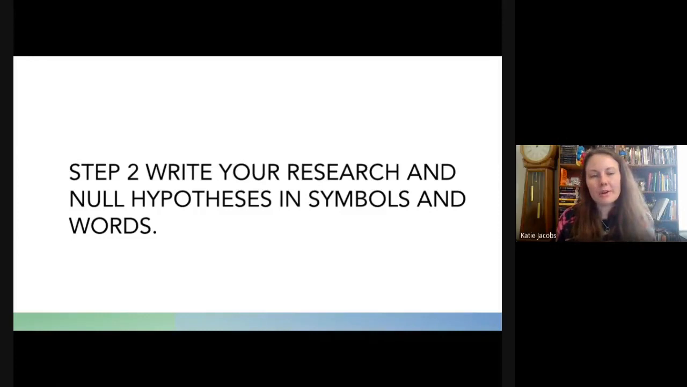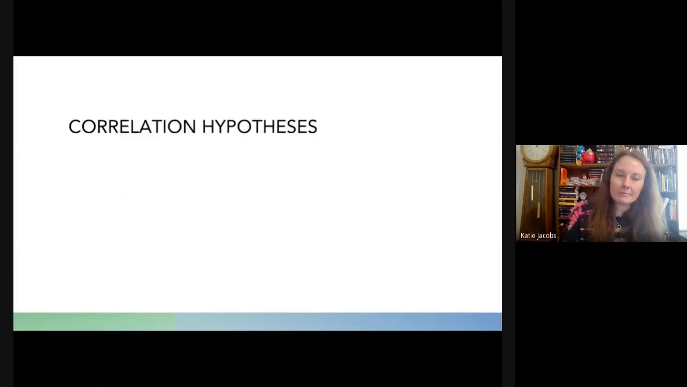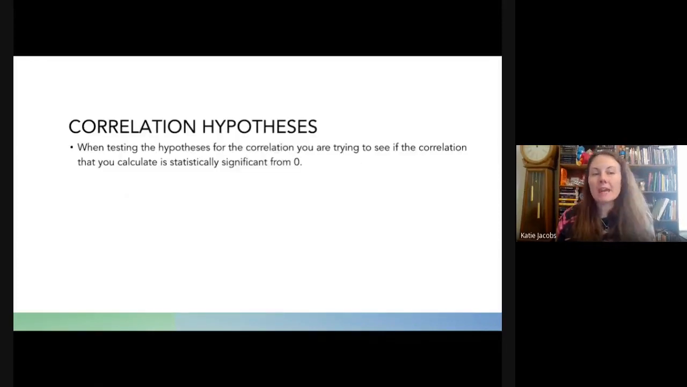All right, step 2, then we're going to write our research and null hypotheses in symbols and words. We're pros at this by now. We're just going to have a new symbol that you're going to put. So for correlation hypotheses, when testing the hypotheses for correlation, we're trying to see if the correlation that we calculate is statistically significantly different from 0. So how do you think we might write our hypotheses then?